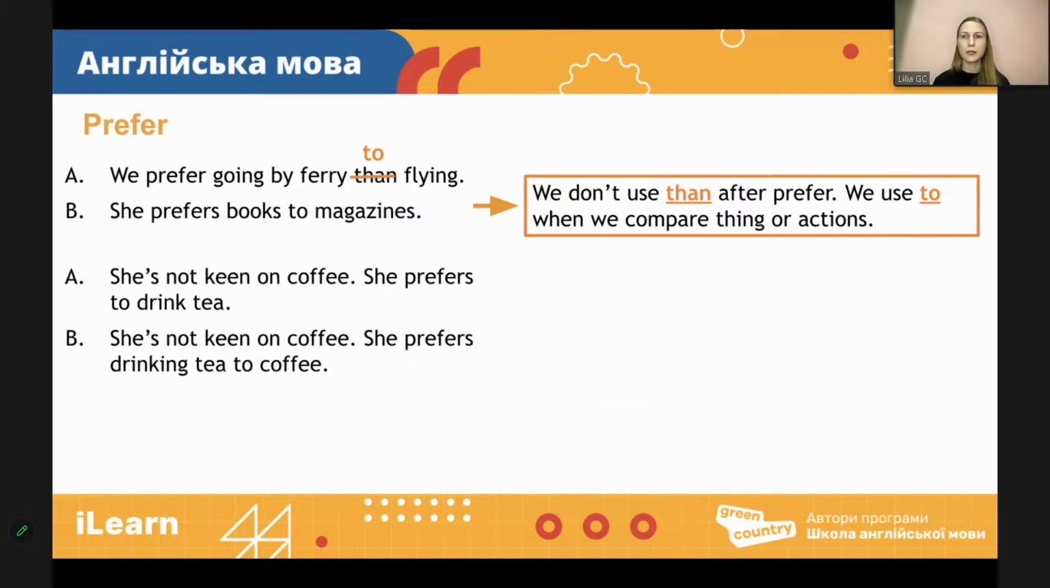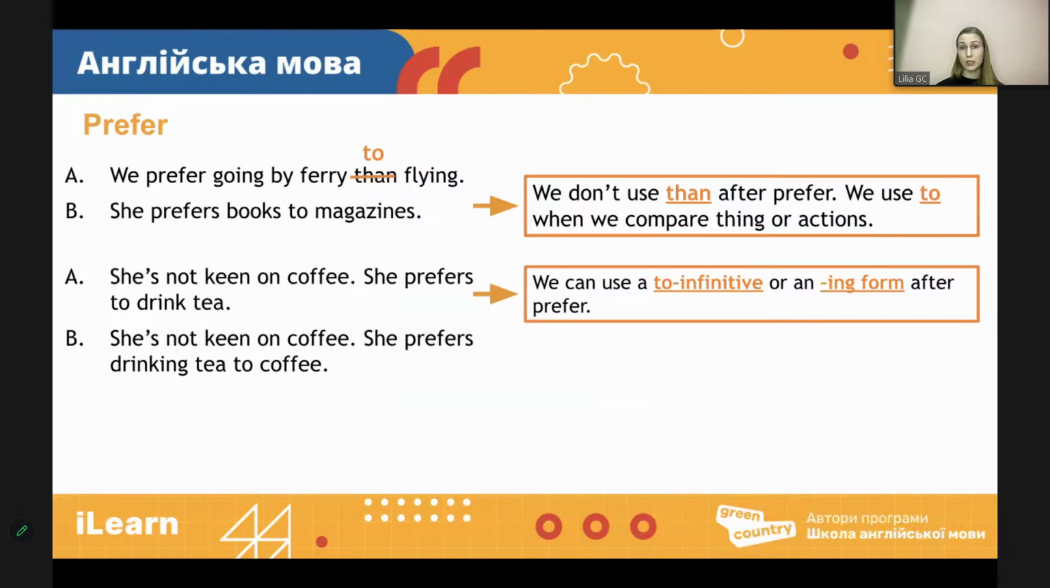All right, here, the pair of sentences. Do they both look correct to you? So, what's your opinion here? A is wrong. She's not keen on coffee. She prefers to drink tea. So maybe that confused you. But actually, we can use both the to form and the ing form after prefer. Typically, mostly we use ing. She prefers drinking tea. But we can say to. It's still okay. Yes, exactly.